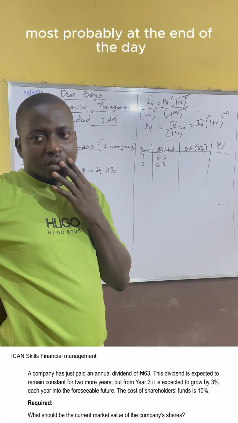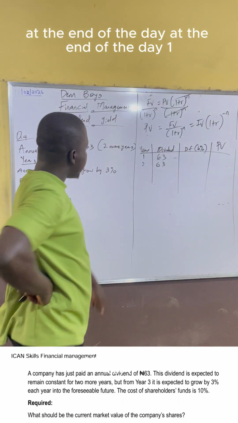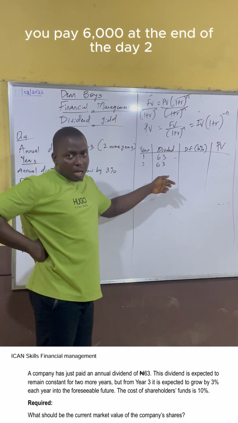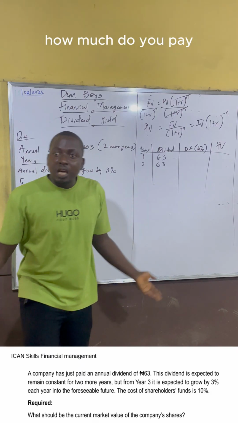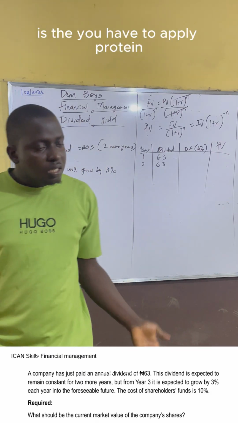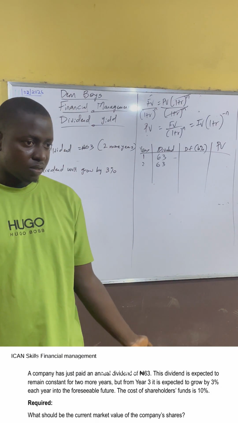Most companies, at the end of the year. At the end of year 1, base 3. At the end of year 2, base 3. At the end of year 3, how much will you pay? You have to apply both.